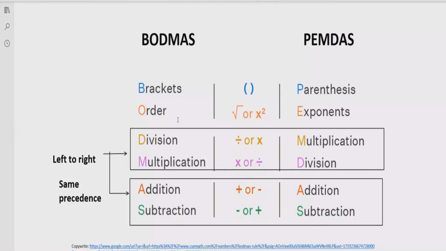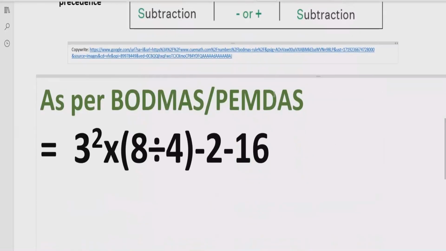So what will you do? You have to go left to right in your expression and find out division and multiplication. Both have similar precedence, so you can solve whichever comes first. Similarly, for addition and subtraction, we have the same rule. We can solve addition first if it is coming first, and we can solve subtraction first if it is coming first. Now move forward to solve the given expression.